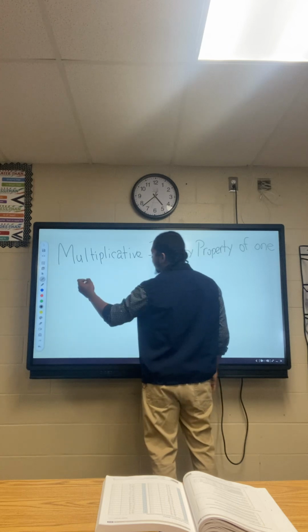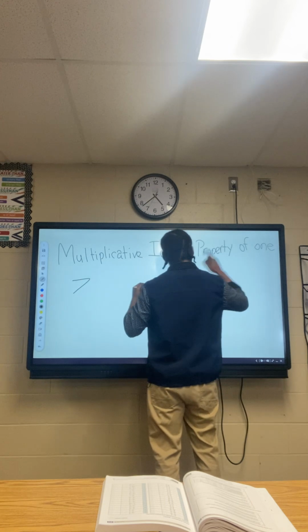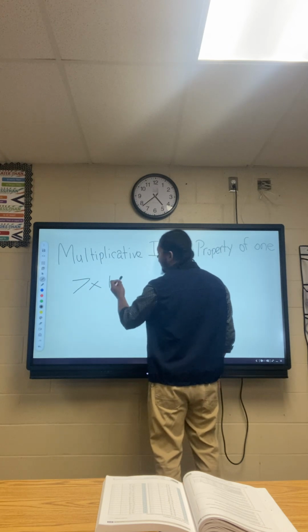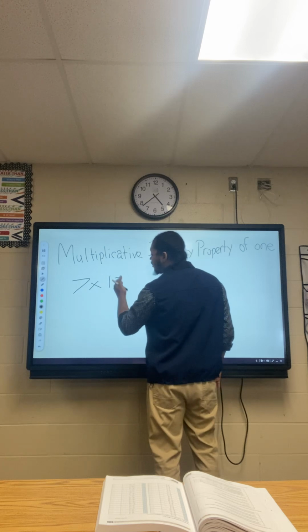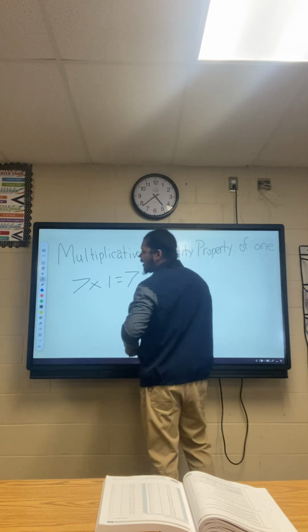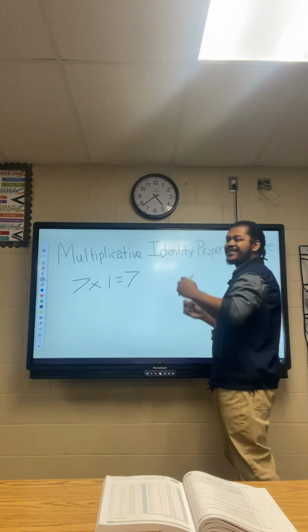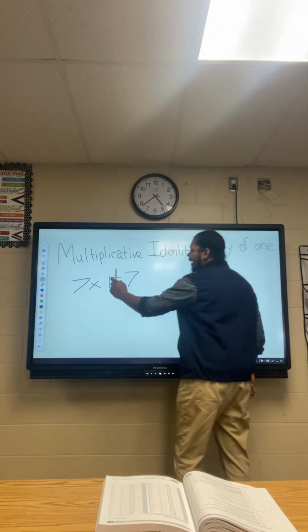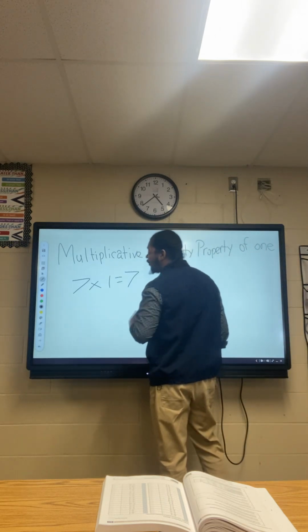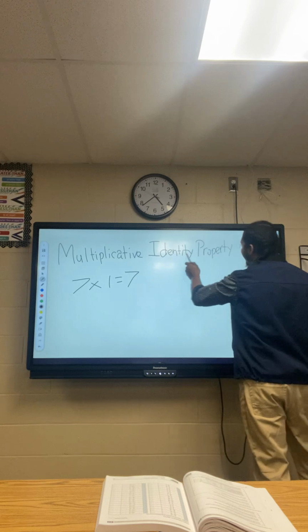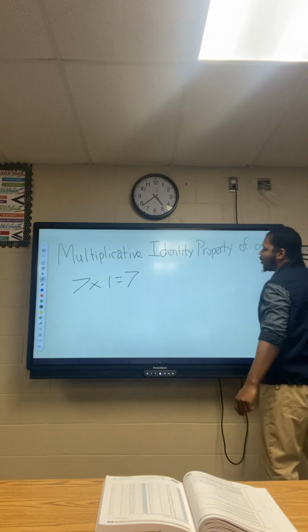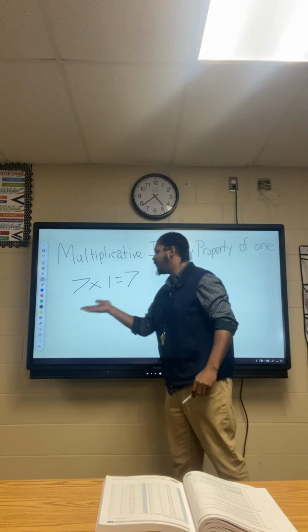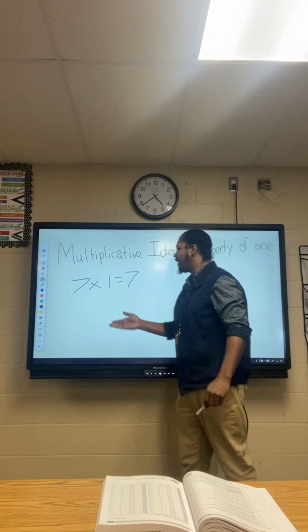So say we have the number 7 and we're going to multiply by 1. We know that anything times 1 is itself. I say that at least 3 times a day in class every day. So anything times 1 is itself. That is the multiplicative identity property of 1. So no matter what this number is, if you're multiplying by 1, you'll have that same number.